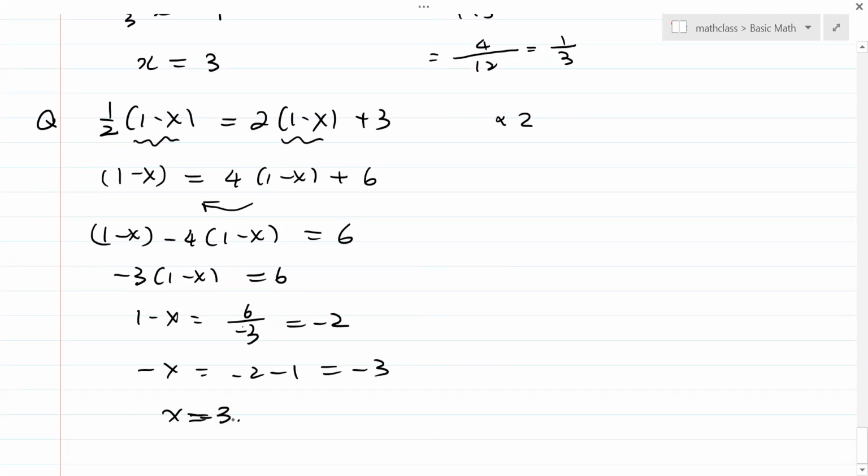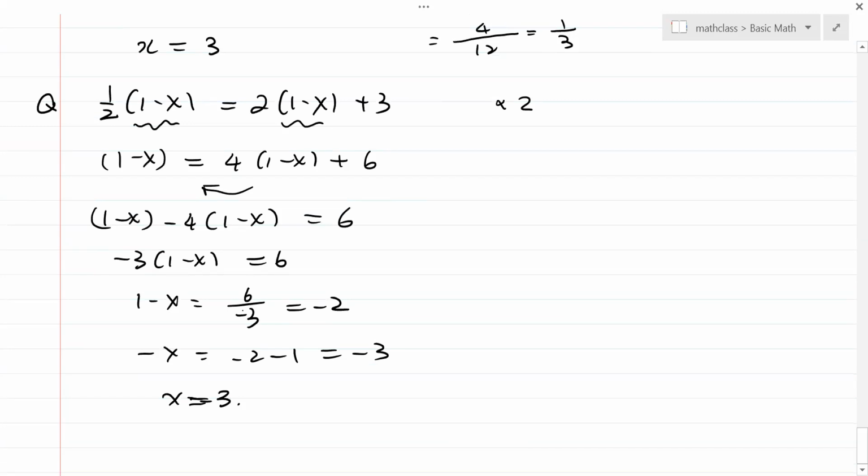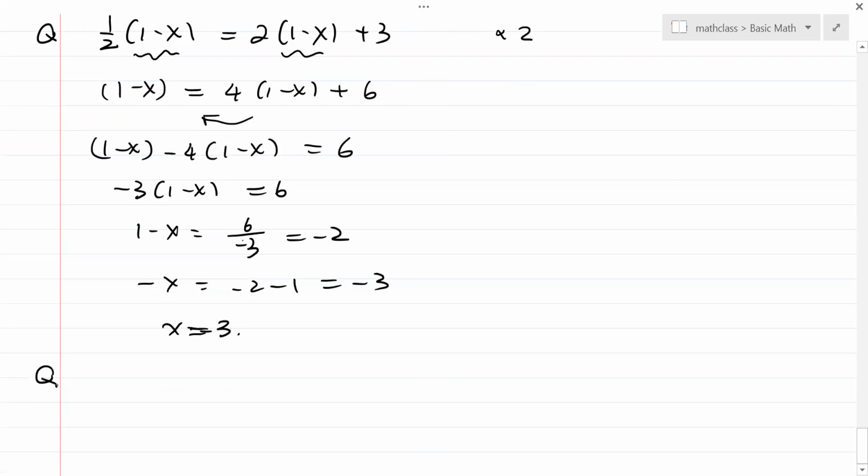Okay? So there are multiple ways to get an answer. You decide which way is better, but sometimes you don't need to do the multiplication at the very beginning. You keep 1 minus x as one piece. Okay, it's one piece.